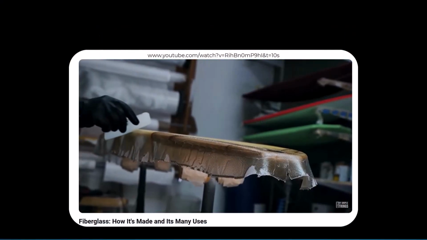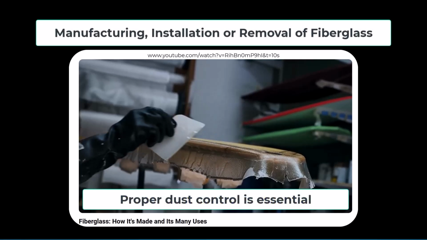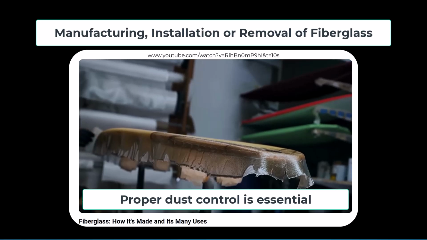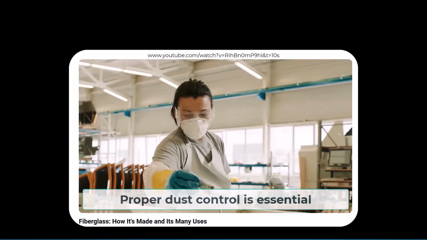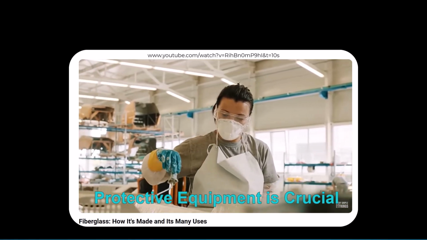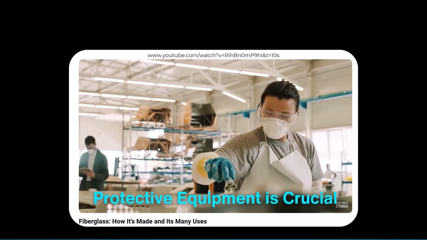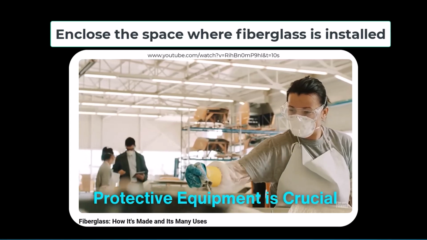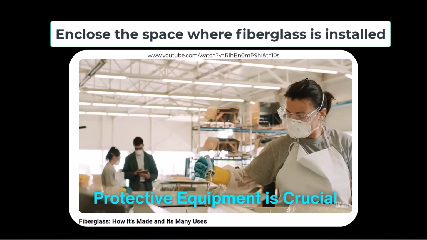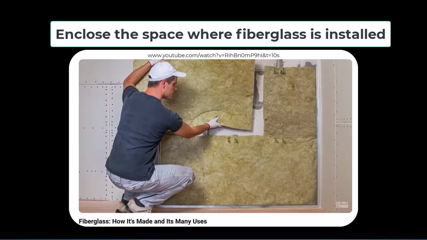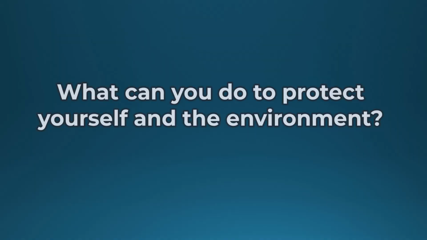The greatest risk with fiberglass is associated with manufacturing, installation, or removal of fiberglass, particularly when dust control measures are inadequate. Wearing appropriate personal protective equipment, including respirators, gloves, eye protection, and protective clothing, is crucial in these situations. Proper ventilation and dust control measures, such as enclosing the space where fiberglass is installed, are also essential to minimize airborne fiberglass particles. What can you do to protect yourself and the environment?